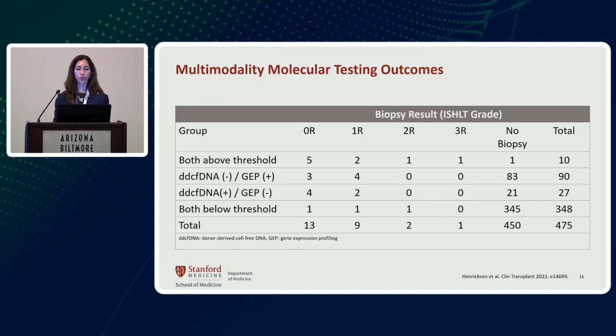And we also showed that when both assays were above the threshold, the likelihood of acute rejection was quite high. Here, 2 out of 10 biopsies had acute rejection, but when they're both below the threshold, the likelihood of acute rejection is very low. And in this case, only 1 patient out of 348 actually had acute rejection. And so what this tells us is that we're able to really get away from doing surveillance protocol-based biopsies with the use of multimodality non-invasive surveillance.